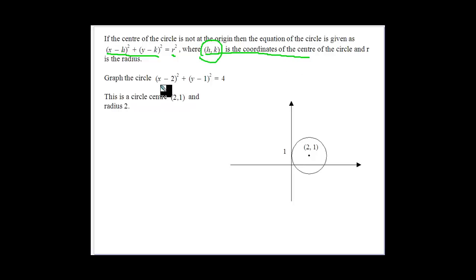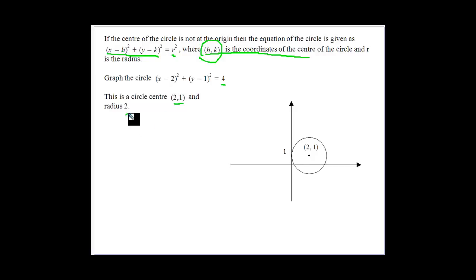If we look at something like x minus 2 and y minus 1, the center would be 2, 1. So notice it's minus h and minus k there. Whatever the values of h and k are, those will be the coordinates of the center of the circle. If it was, say, x plus 2, h would then be minus 2, because the minus 2 makes it x plus. So it has to be x minus h and y minus k. We'll see some examples of that.